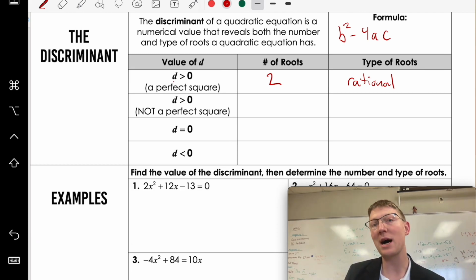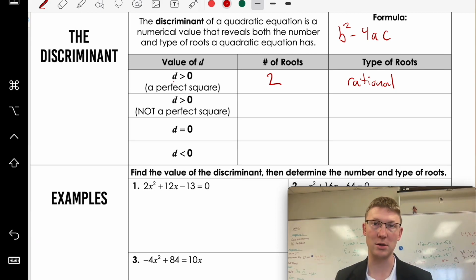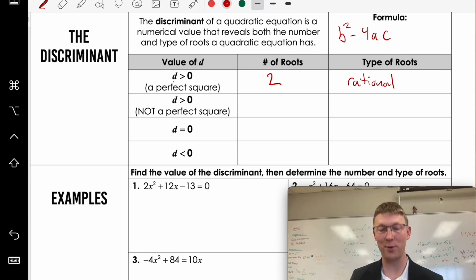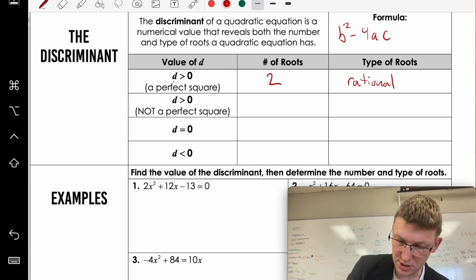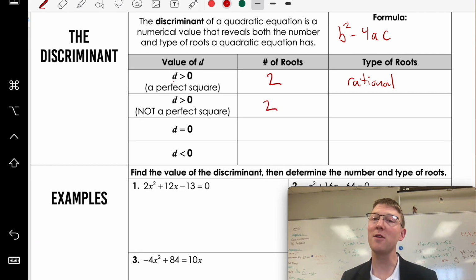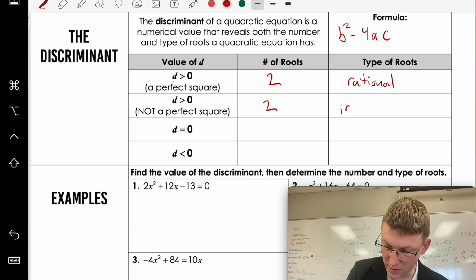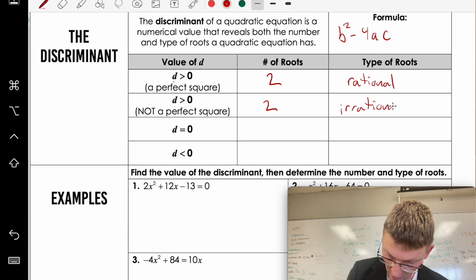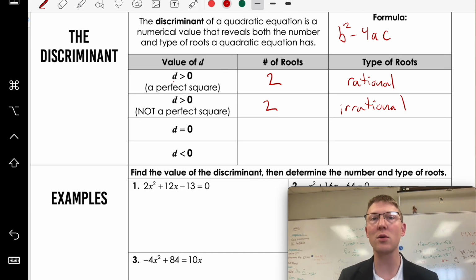So let's say it's positive and not a perfect square. So 2, 3, 6, 20, I don't even know. Positive number, not a perfect square. We still know that it has two roots, but if it's not a perfect square, we know that it's going to be irrational. That means there's most likely going to be a square root in the answer somewhere. So that might help us decide, okay, maybe we should use the quadratic formula or maybe completing the square, depending on what the equation looks like.